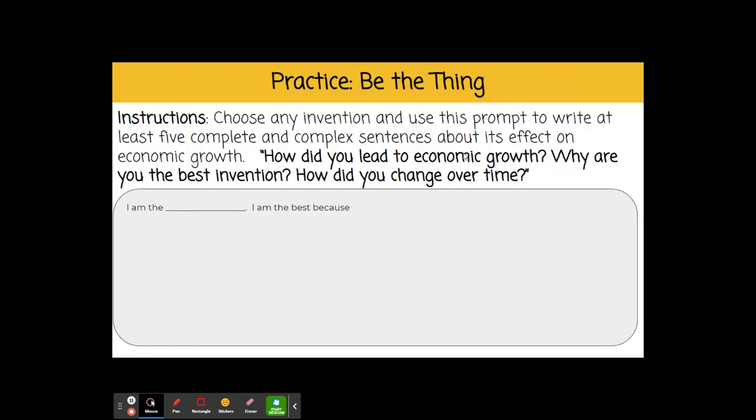When you are done, just like I spoke about in class yesterday, you're going to practice being a thing. You get to choose any invention that you like as long as it's a real invention. You are going to then use the prompt to write at least 5 complete and complex sentences about the effect of it on economic growth. How did you lead to economic growth? Why are you the best invention? How did you change over time? Folks, this little "I am the blank" is not one of those sentences, okay?